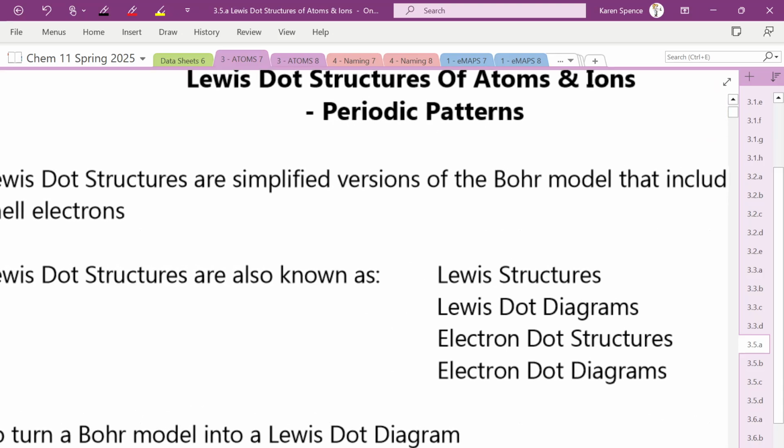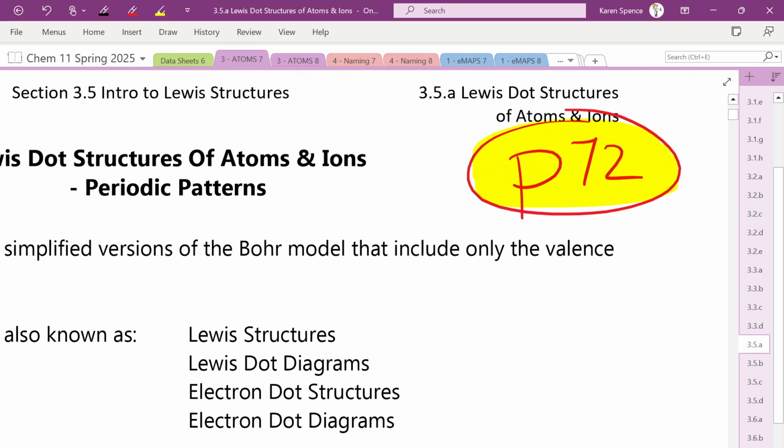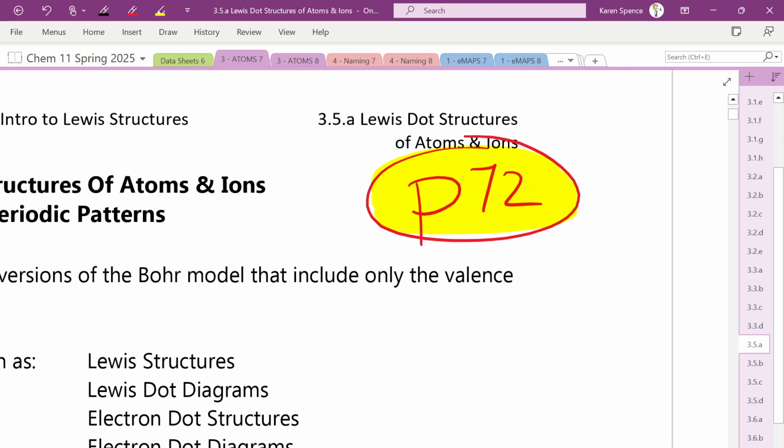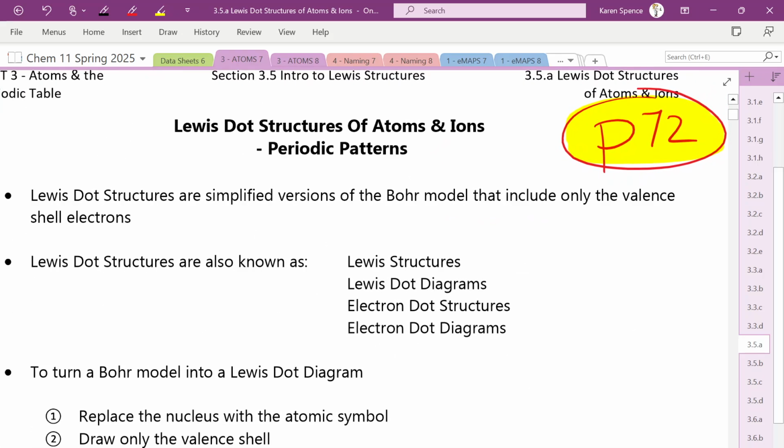So Lewis structures are essentially just simplified versions of the Bohr model. And remember, we're on page 72. But they include only the valence shell electrons. Lewis dot structures are also known as Lewis structures, Lewis dot diagrams, electron dot diagrams, electron dot structures. You'll see all those names in various places. I usually call them Lewis dot structures or Lewis structures.